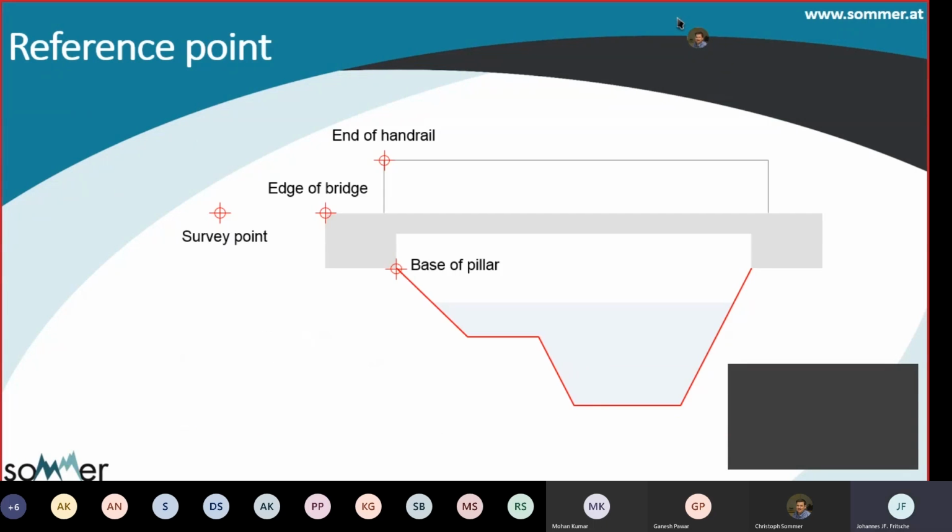Here you have some examples of a reference point to do your river surveying. So it can be the edge of a river, it can be the end of a handrail, it can be the base of a pillar, or it can be an independent survey point that's never going to change.